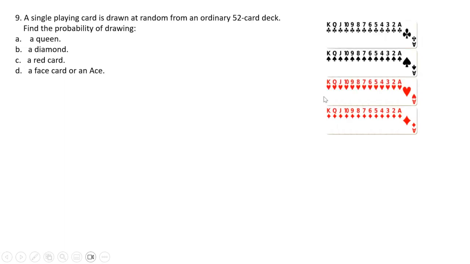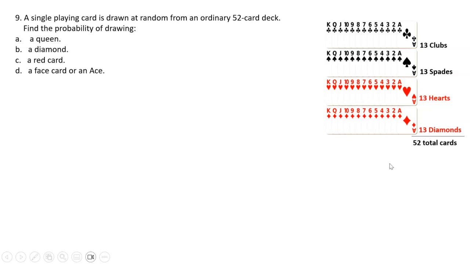These are all the playing cards. These are called the clubs, the spades, hearts, and diamonds. There's going to be 13 of each. There's 13 clubs, 13 spades, 13 hearts, and 13 diamonds. If we add them up, it's going to give us 52. That's where this 52 comes from.